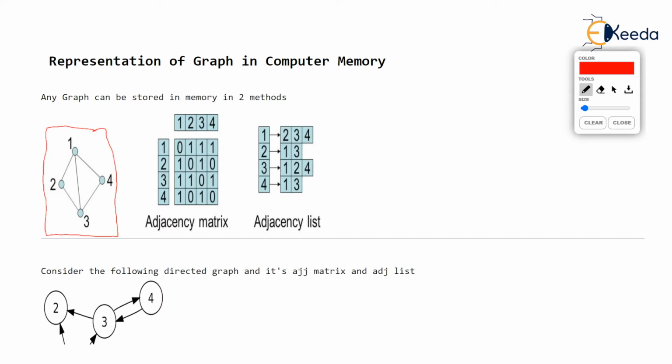We need an array, matrix, linked list, some method by which we will be able to process the graph in our computer program. So the graph here is stored in two methods. Any of the two methods can be used. First method is known as adjacency matrix method.